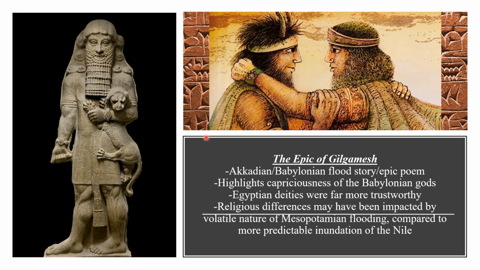Some postulate that the Babylonians mistrusted their gods because they lived in a more volatile part of the world, namely when it came to flooding. The Tigris and Euphrates rivers flooded far more unpredictably than the floods of the Nile River, which flooded seasonally. Whereas flooding was a blessing to the ancient Egyptians, it could be a curse to the ancient Babylonians, which may be why they viewed their gods differently.